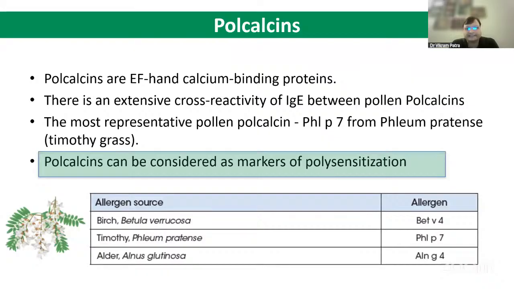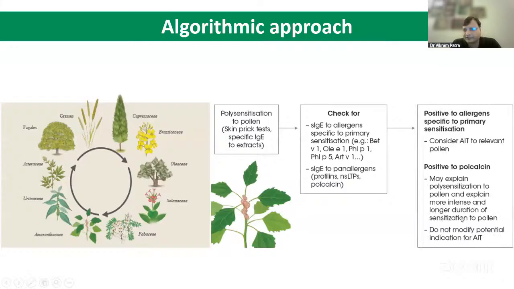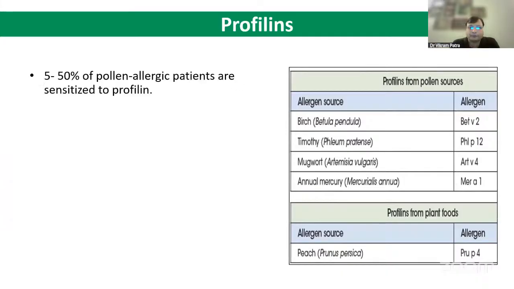Now, coming to polcalcins, they can be considered markers of polysensitization, and they are also panallergens. What should be our algorithmic approach when we deal with pollens? On skin prick test, if there is polysensitization to pollen, then check for specific IgE to major allergens like Bet v 1, Ole e 1, Art v 1, and whether serum specific IgE to panallergens is present. If you come across a multiplex report, try to find out whether profilin or polcalcin of some of the other pollens is present. If polcalcin is positive and major specific IgE is negative, then you should not go for AIT. But if panallergens are negative and the specific IgE to these marker allergens is positive, then you should consider AIT to that relevant pollen.